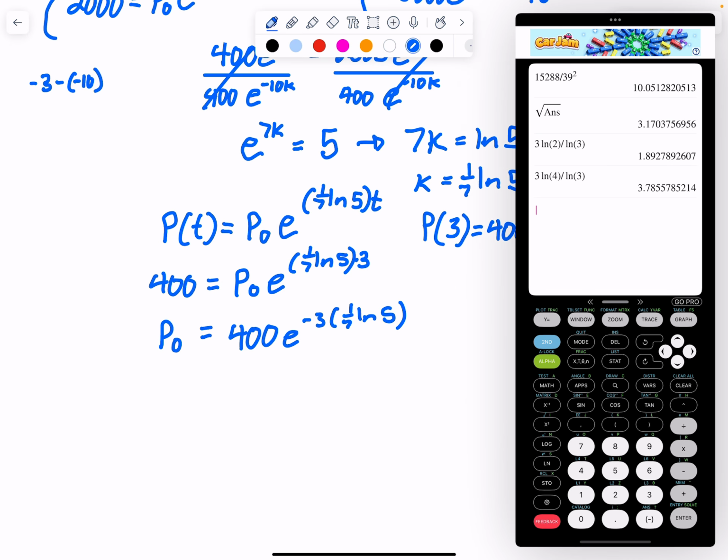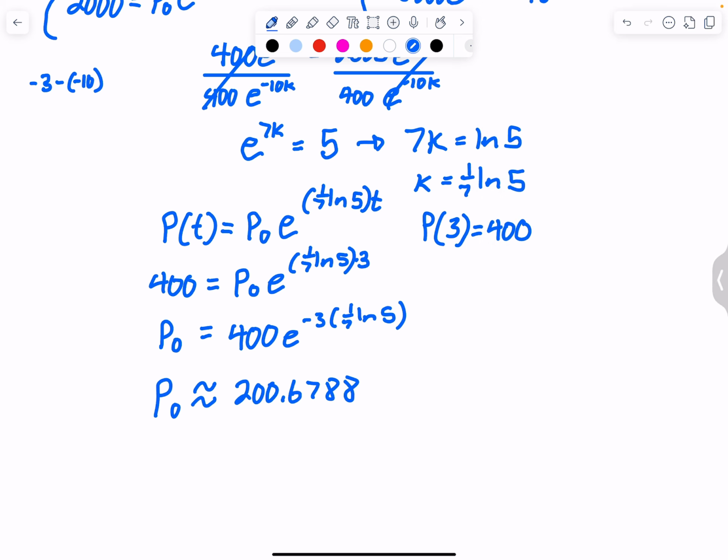I got 400 e to the negative 3 times 1 divided by 7 ln of 5. Okay, and I got P naught to be roughly 200.6788. So that's our initial population.